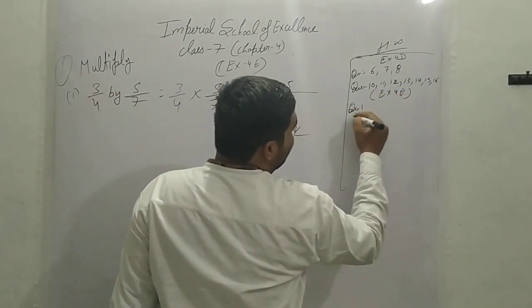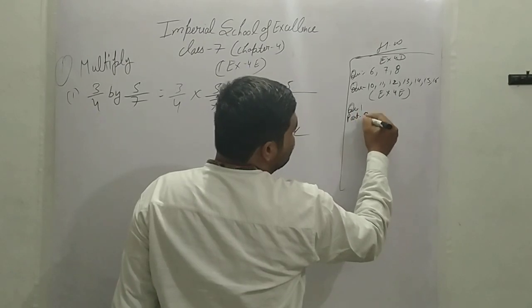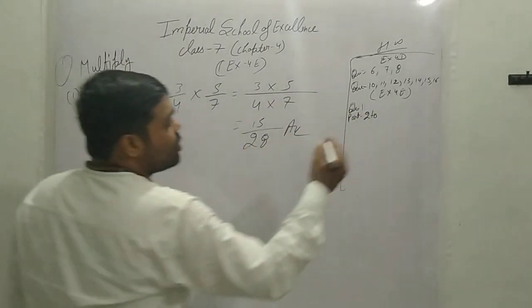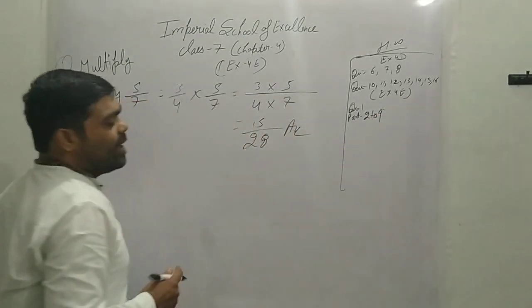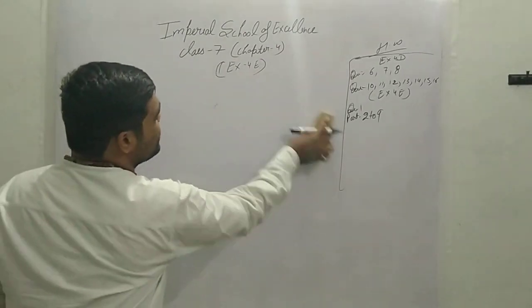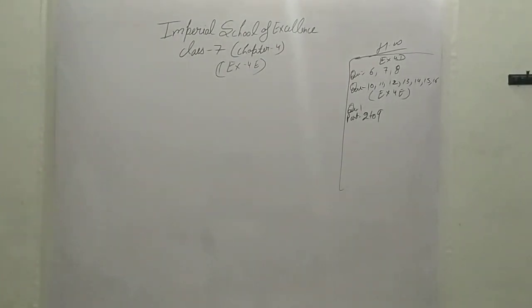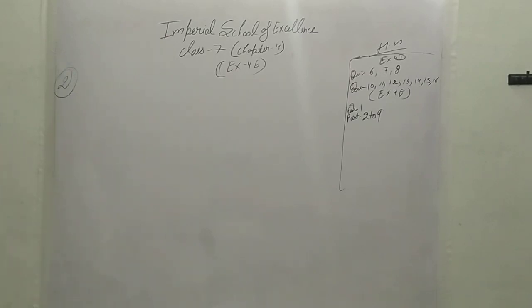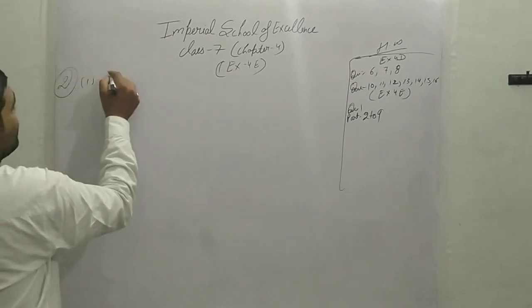Question number 1, part 2 to 9, you have to do by your own. Now question number 2 is given. Simplify 3 upon 20.